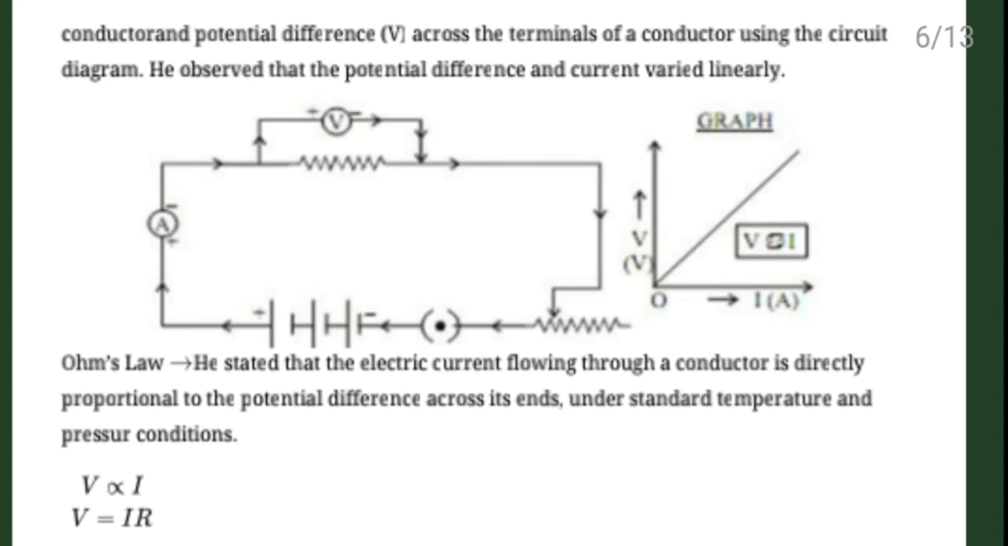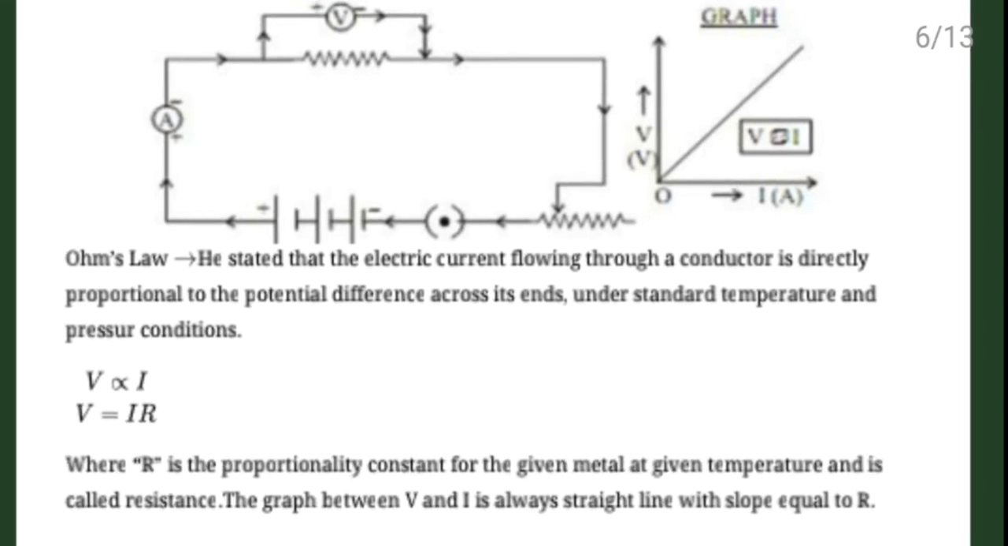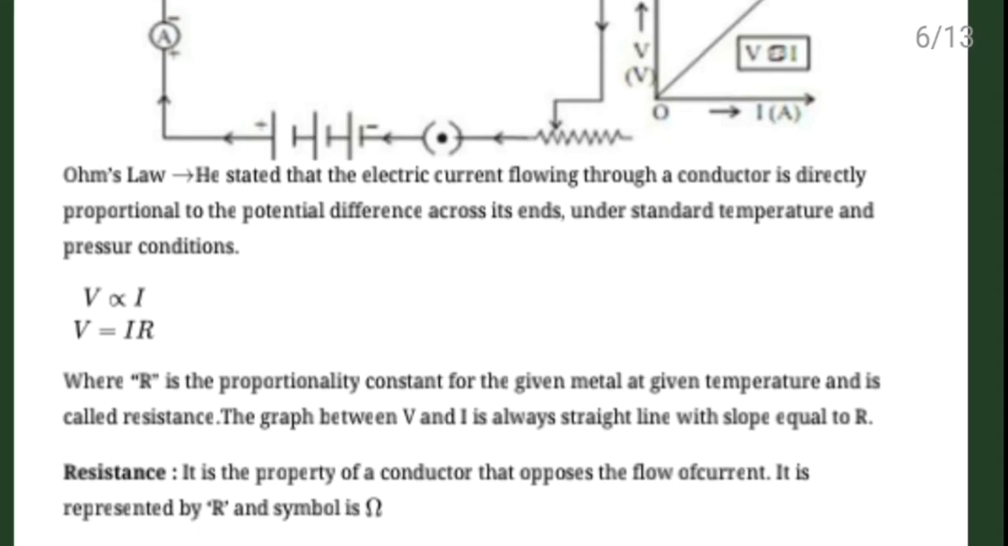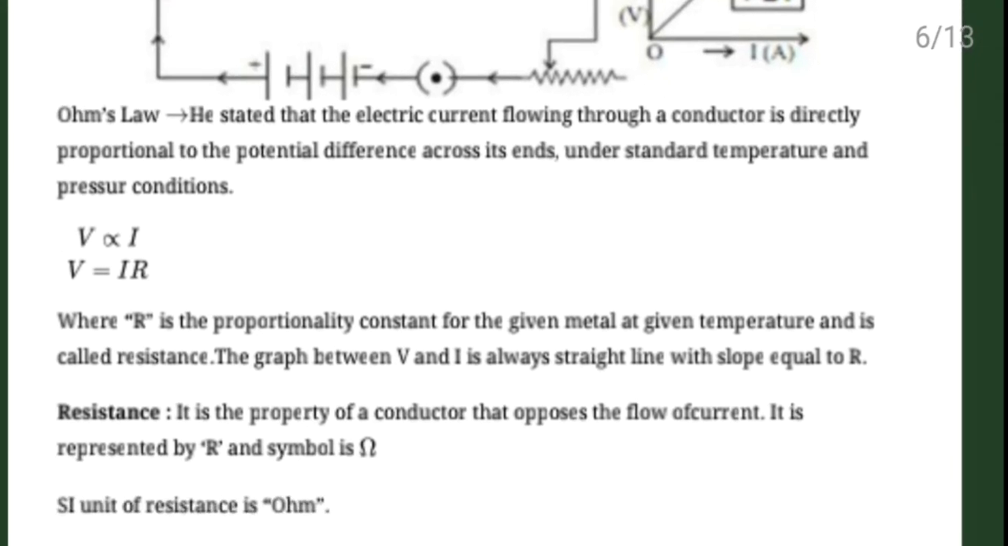Ohm's law states that the electric current flowing through a conductor is directly proportional to the potential difference across its ends under standard temperature and pressure. So V is directly proportional to I, V is equal to IR, where R is the proportionality constant for the given metal at a given temperature and is called resistance. The graph between V and I is always a straight line with slope equal to R.